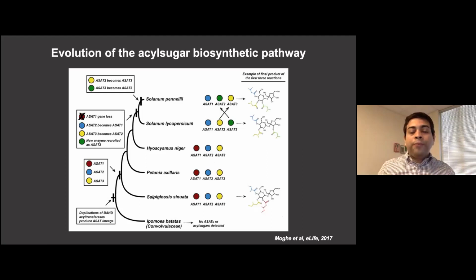How exactly this happened is still being researched in Rob's lab. But this was an interesting finding that there's a loss of ASAT1 and switching of activities. It probably occurred because of the existence of promiscuity in ASAT2 and ASAT3 for using alternative substrates.